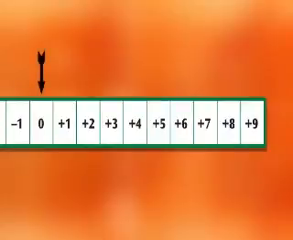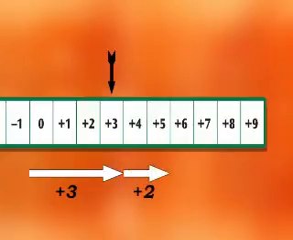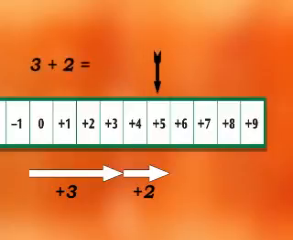We start at 0 and we first take plus 3. 1, 2, 3. Then we add plus 2. 4, 5. So 3 plus 2 equals plus 5. Easy, isn't it? Let's go on.